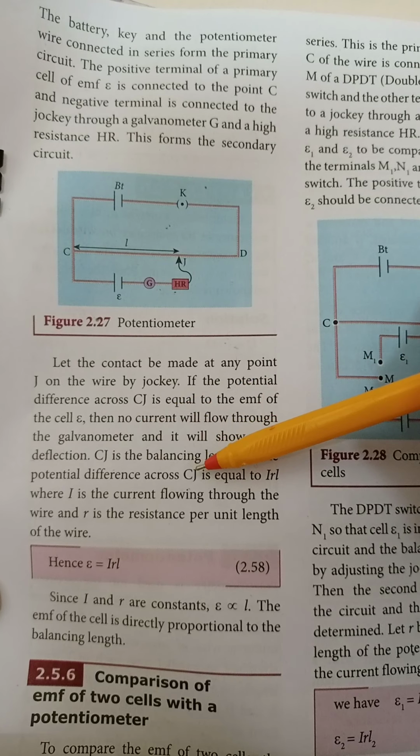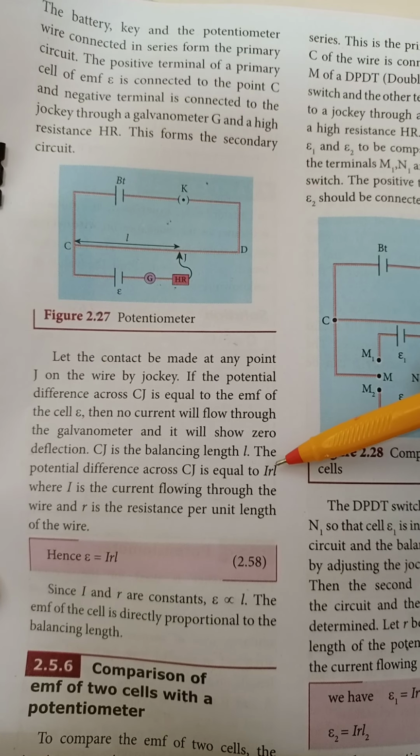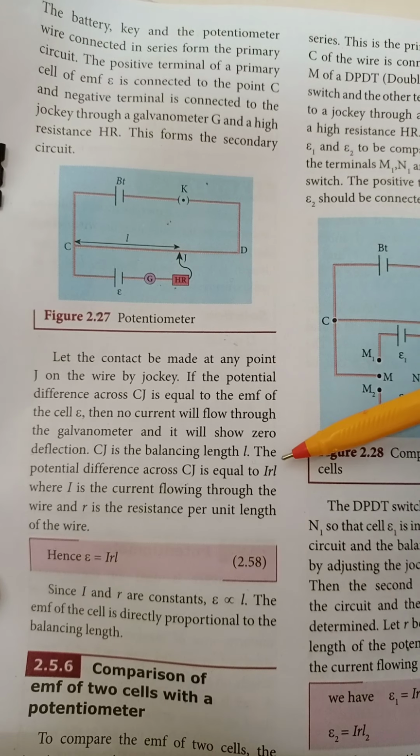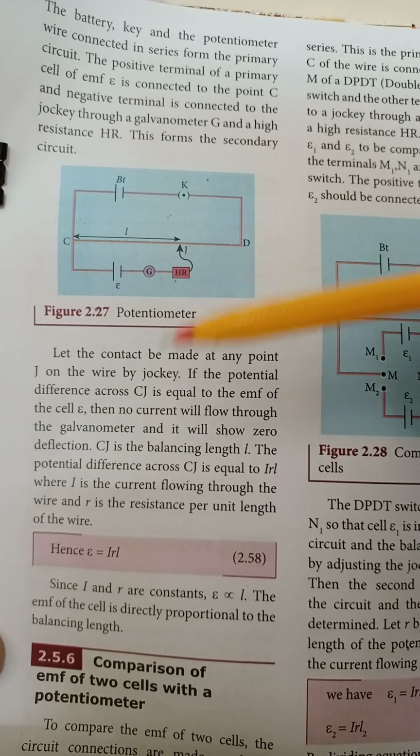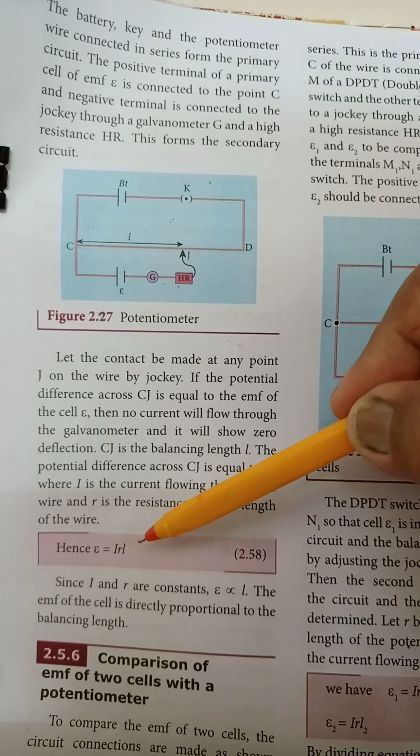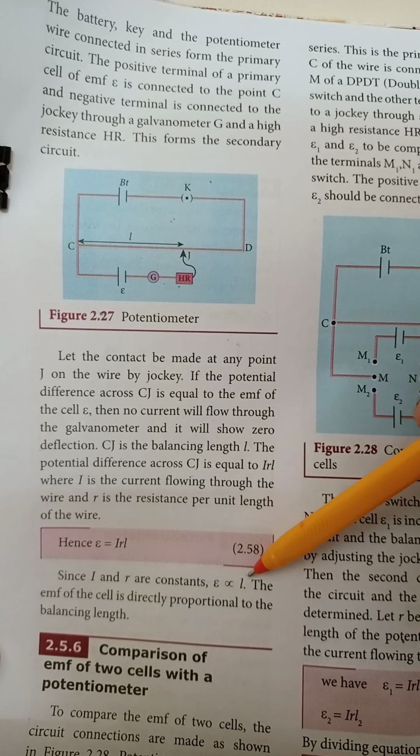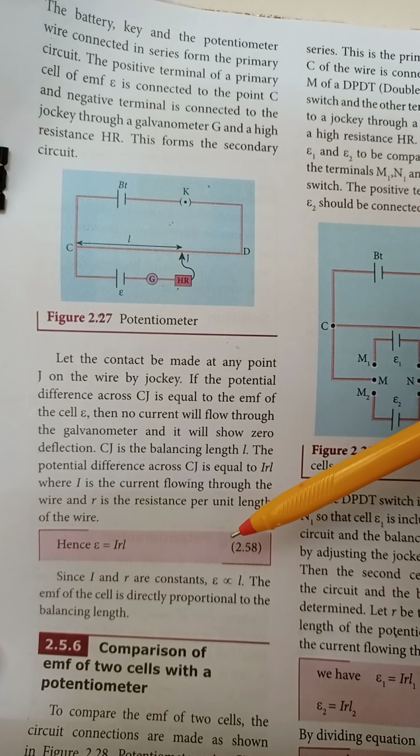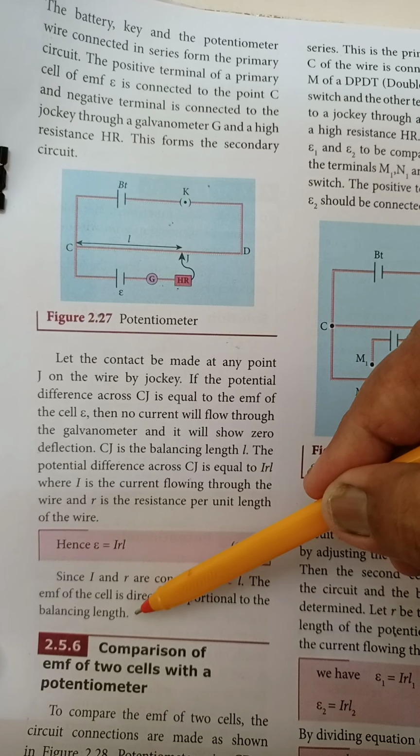The potential difference across CJ is equal to I R L. IRL is the potential difference developed across the length L, where I is the current flowing through the wire from the battery, and R is the resistance per unit length of the wire. Since the condition is balanced, I can write E is equal to IRL. Here I and R are constants. So the EMF of the cell is directly proportional to the balancing length. E is proportional to L. So the principle of the potentiometer is that the EMF of the cell is directly proportional to the balancing length.